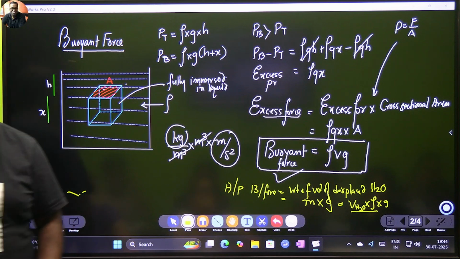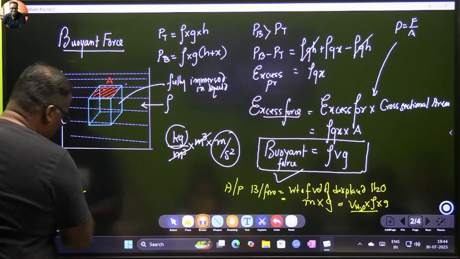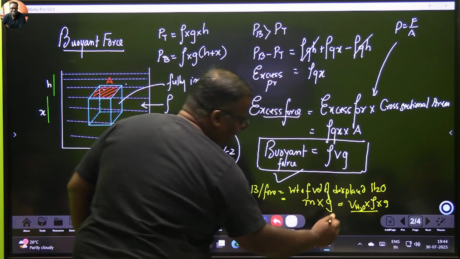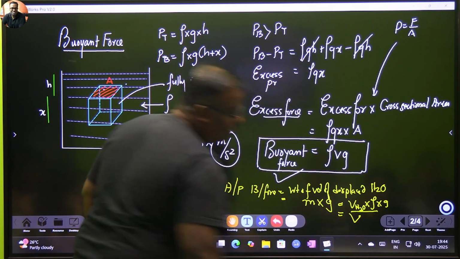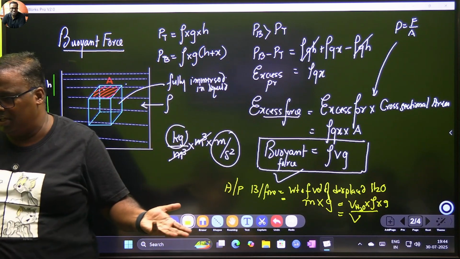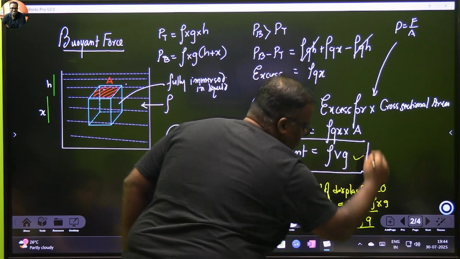Have you understood? But since my body has completely gone inside, can I not write V_H2O as simply V? This is the same as the volume of the body into rho into g. Are these two expressions the same or not?